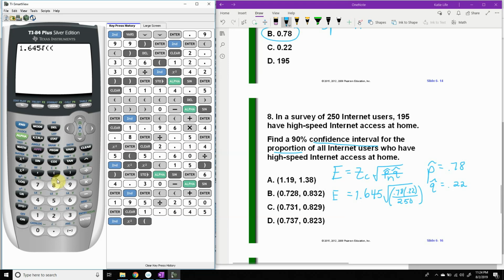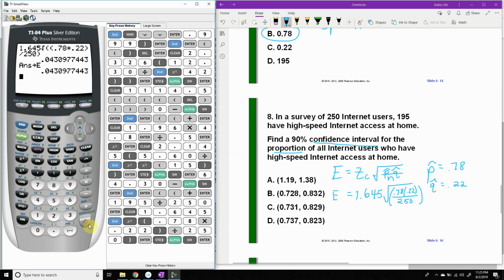So 1.645, square root button, open a second set of parentheses and do 0.78 times 0.22. Close that, so I've got grouping symbols around the product, divided by 250, and then close the square root symbol. So our error will be about 0.0431. I'm going to go ahead and save that again, store alpha sign button, store it in the letter E.